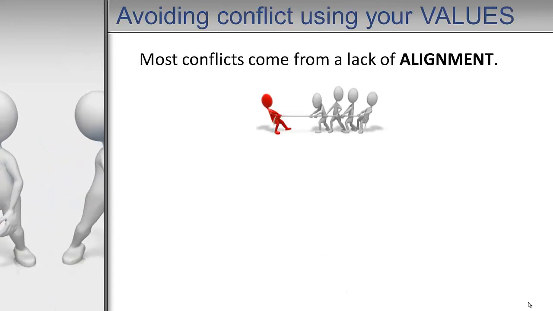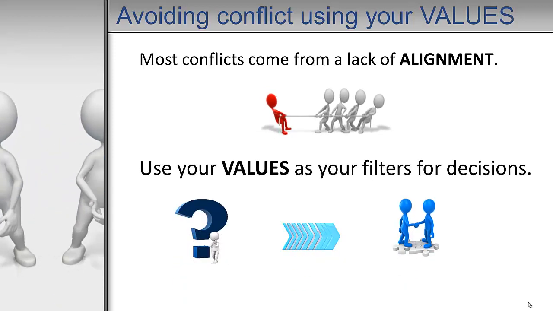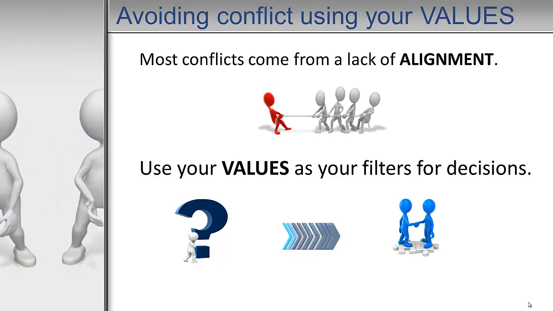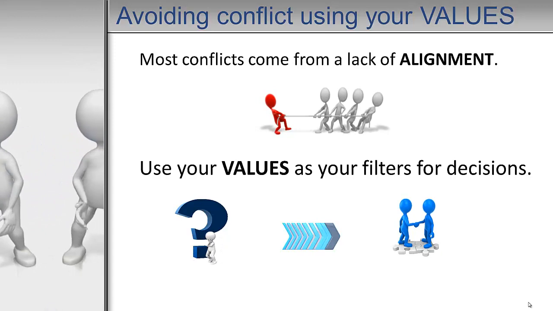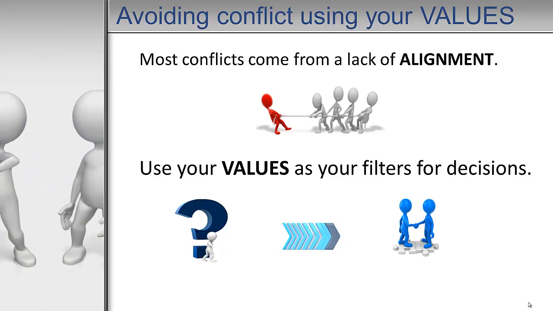Remember, most conflicts come from a lack of alignment. So the way you avoid conflict is by applying your values. Use your values as your filters for making decisions. So if you're going to partner with another organization, if you're going to enter into a contract, if you're looking to hire someone as a manager or a consultant, use those values. Are they in alignment with your organization's values? If they are, you will probably have very few conflicts. If they're not, guess what? That relationship can go sideways. And that's the whole purpose of getting crystal clear about these values and committing them to paper and writing them down.